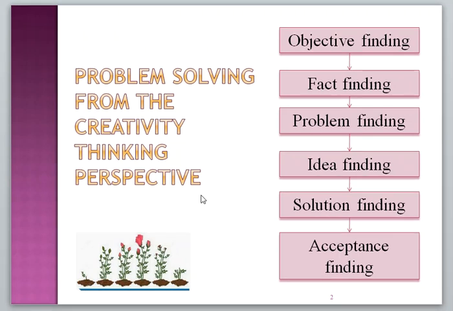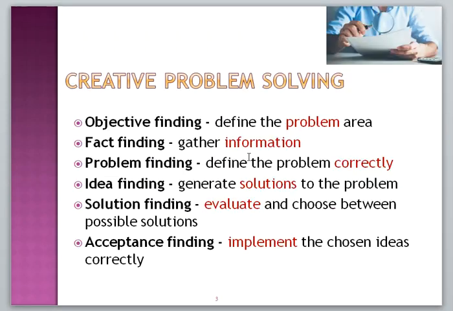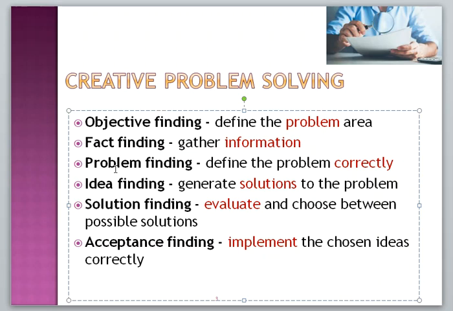Let's define and talk about each one separately. Objective finding is about what you want out of solving this problem. How will the end result be? It's better to think about this end result before even defining the problem itself, which comes here in stage number 3. Then you need a stage where you know details about the area of the problem in order to be able to define it and come up with ideas and solutions for that. So stage number 2 is fact finding.